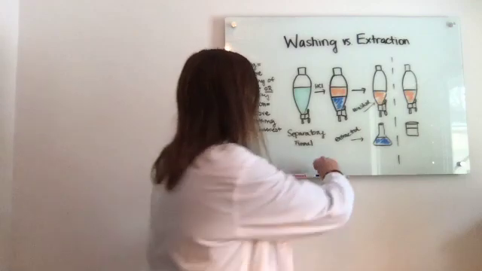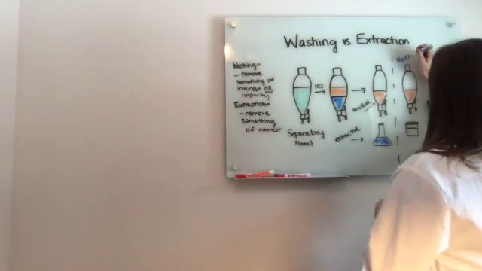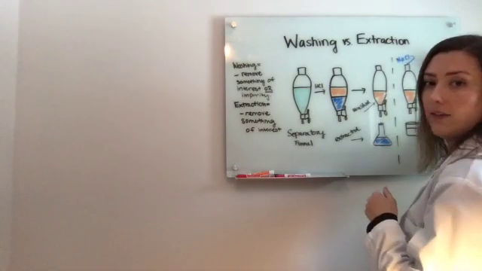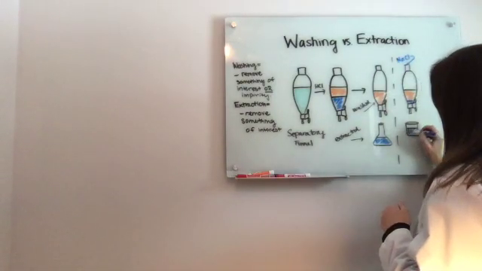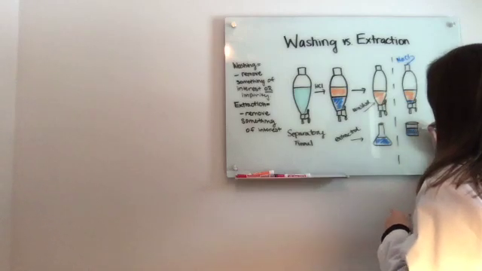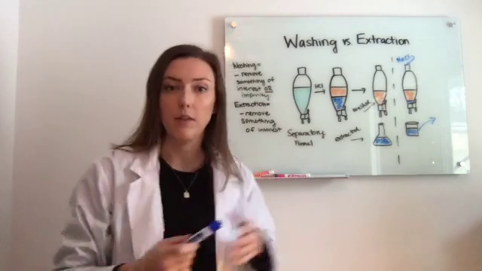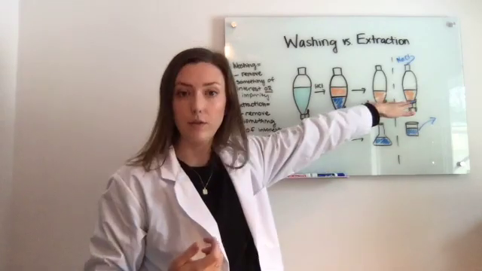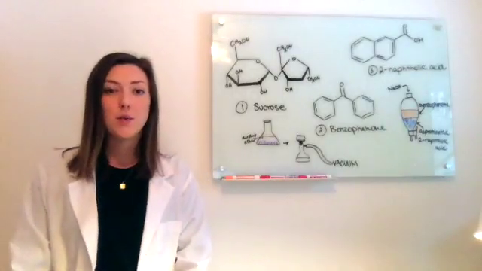So, for example, we could add some sodium chloride, throw it in here, and then it would give us another little aqueous layer, which we would drain into a different collection vessel, and then we can just throw that away because we're not interested in keeping that solution. We just wanted to further purify or wash the organic layer. Okay, so let's try working through a problem.